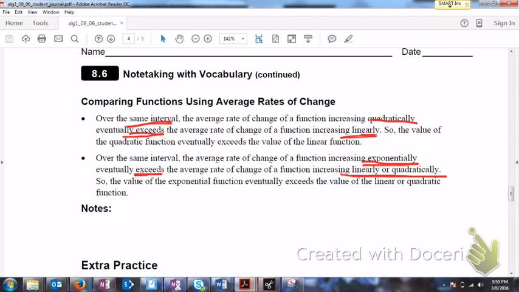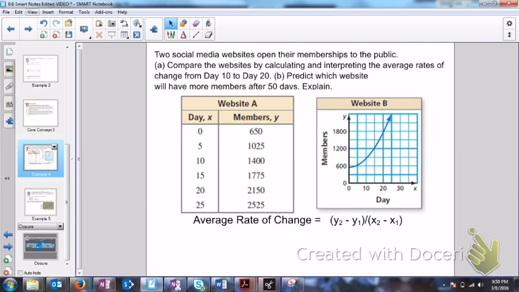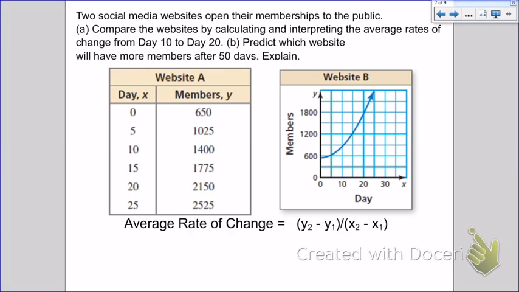So in order to do this, we're actually going to need a couple examples here with some graphs. So I'm going to go ahead and drag those over here. And let's take a look at a couple examples. So now we're looking at these two charts, which are talking about two social media websites which are opening their memberships to the public. For website A, we've got a chart, and for website B, we've got a graph. Part A of this question asks us to actually calculate the average rate of change from day 10 to day 20.